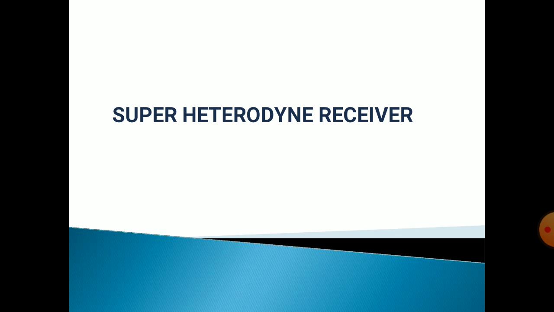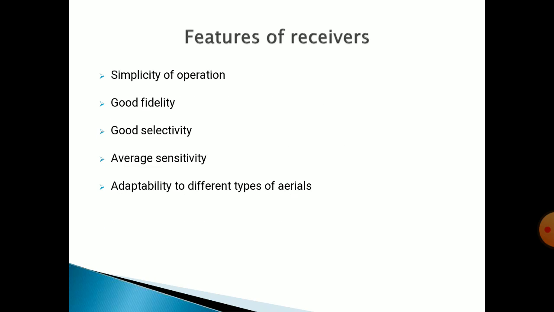Here we are going to see what is meant by superheterodyne receiver. What are the functions of the receiver and what are the receiver parameters? These are the functions of a receiver. The first ones are fidelity, selectivity and sensitivity. These are the main parameters of a radio receiver.